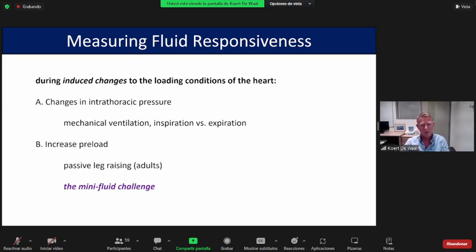What they have done for many decades in the adult ICU is passive leg raising. They raise somebody's leg, blood out of the leg will flow into the heart, and you can measure the changes in preload. However, that was a bit arbitrary. So they came up with the idea: why don't we do the same as passive leg raising, but give a mini fluid challenge? We know exactly how much we give and how fast, and then we measure the changes.